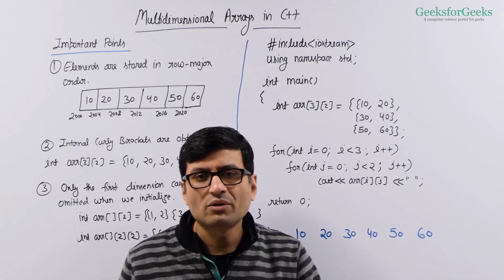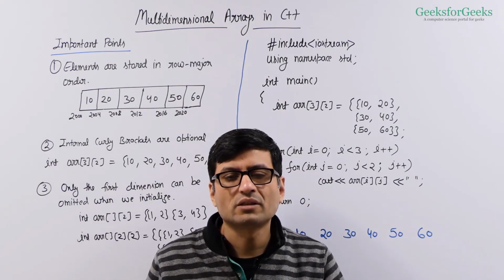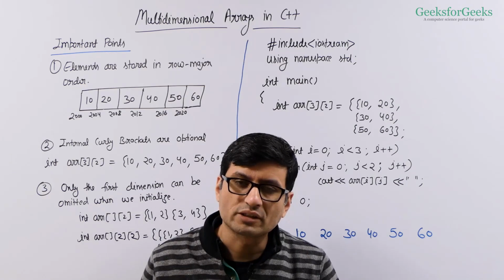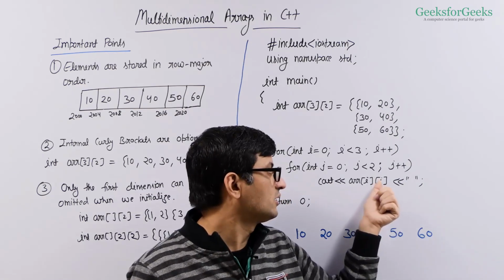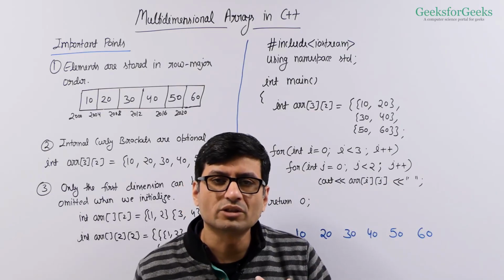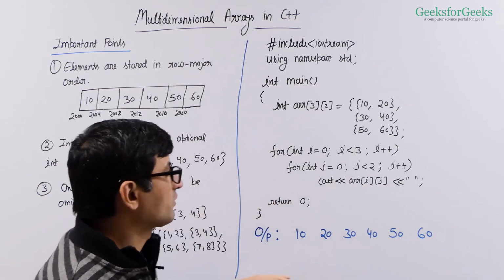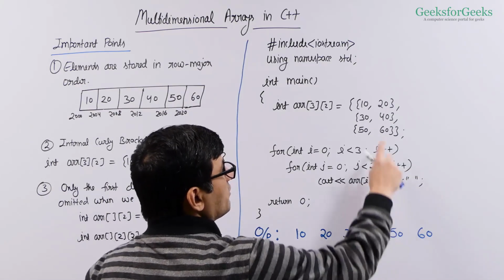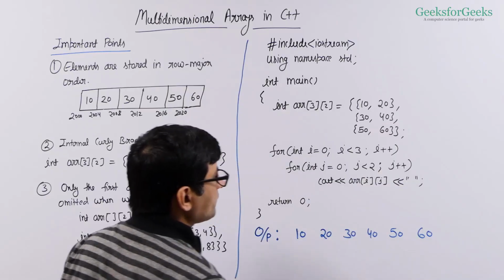So in a 1D array, we pass only one index to access the ith element. Here we pass 2 indexes. We want to access the jth element in the ith row. So i tells you the row index and j tells you the column index. Output of this program is 10, 20, 30, 40, 50, 60. We have simply traversed through the matrix.